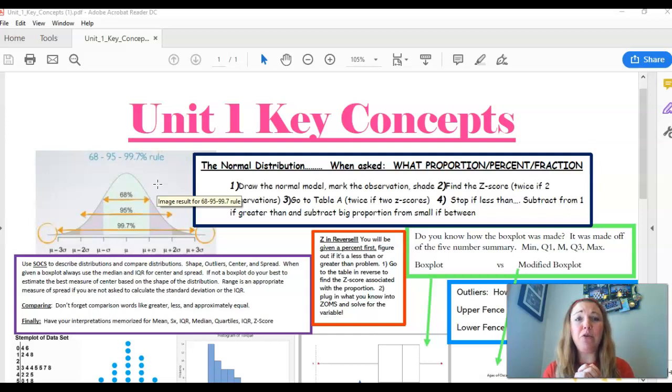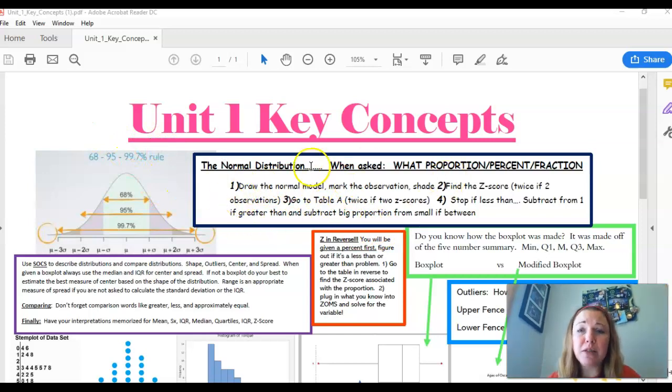So let's get going with our Unit 1 key concepts. The first thing I want to focus on is the normal distribution, okay? First thing we know about the 68, 95, 99.7 rule is that it applies to all normal distributions. So let's pretend that we have a test, and the average score, that center right there, is 70, and the standard deviation is 10.